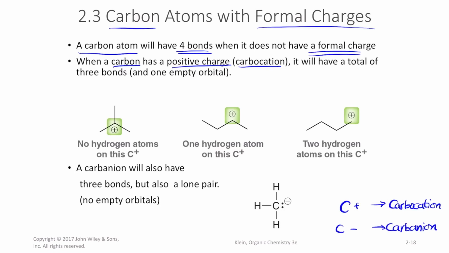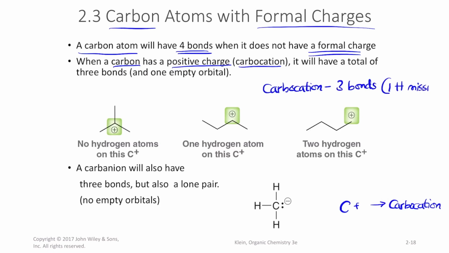So what's the difference between a carbocation and a carbanion? Let's discuss the carbanion later and discuss the carbocation first. A carbocation contains only three bonds. That means that there is one hydrogen missing. Because there is one hydrogen missing, it gets a positive charge. So when you have less than four bonds, the charge is positive. Now, here there are no hydrogen atoms on this carbon, so there is a positive charge here.